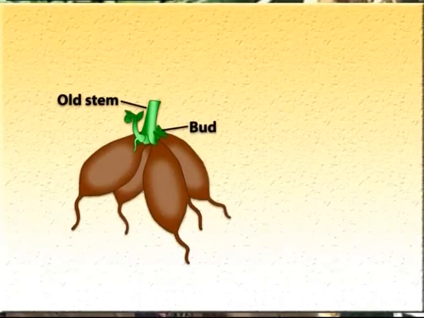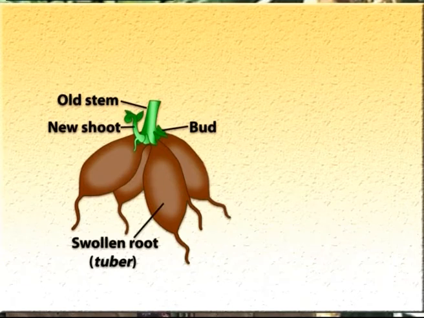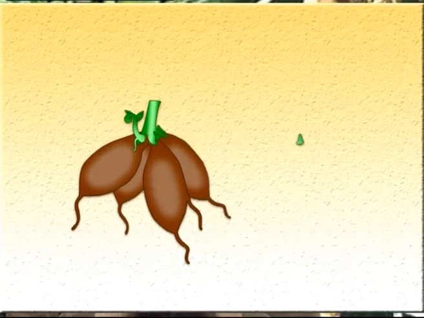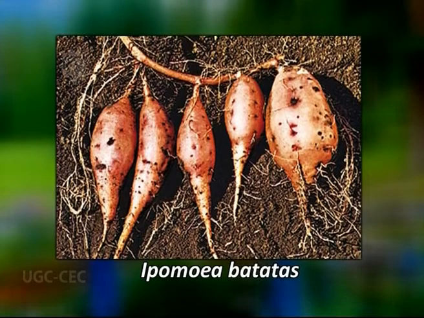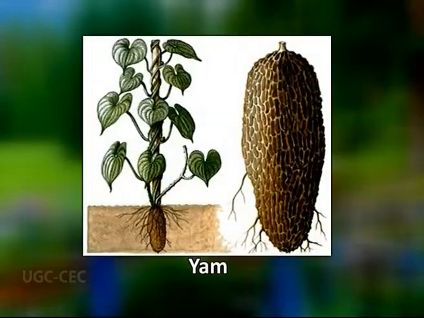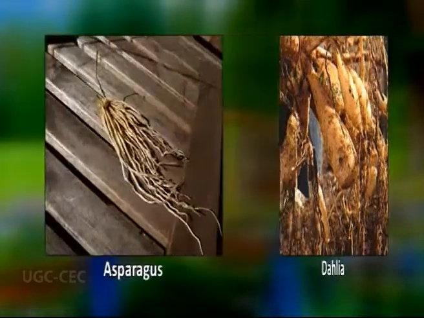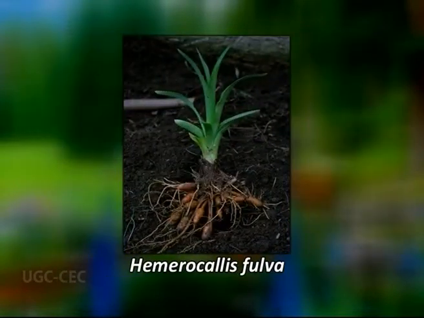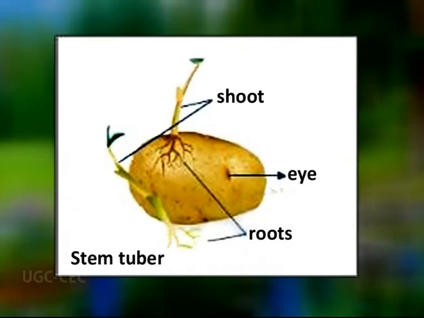Together with buds at the base of the old stem, just above the taproot, they form organs of perennation and vegetative propagation. The enlarged area of the root tuber or storage root can be produced at the end or middle of the root or involve the entire root, as in Ipomoea batatas, cassava, yams, dahlia, asparagus, and Hemerocallis fulva. Root tuber is different in origin but similar in function to a stem tuber.